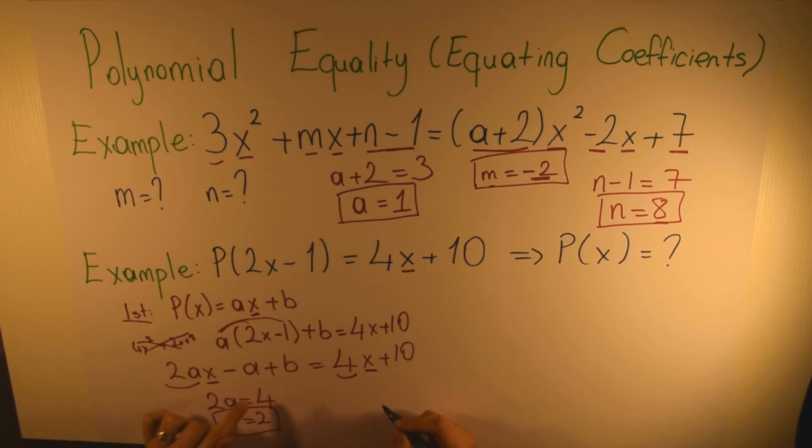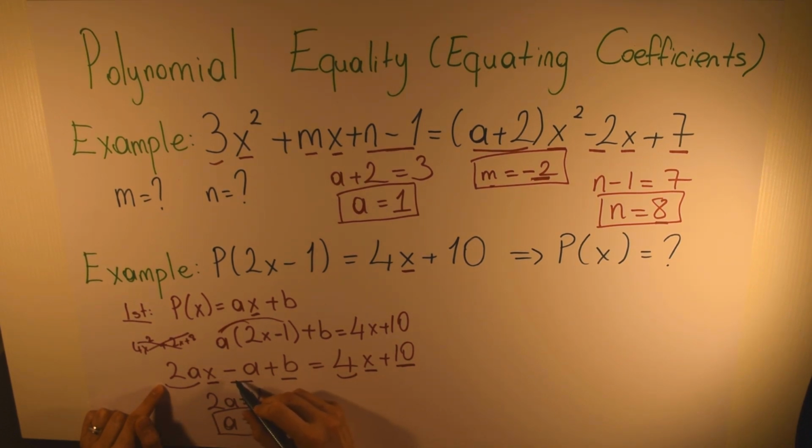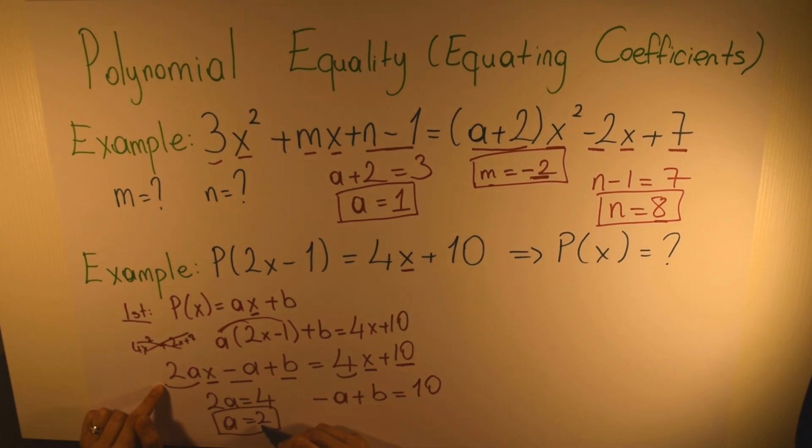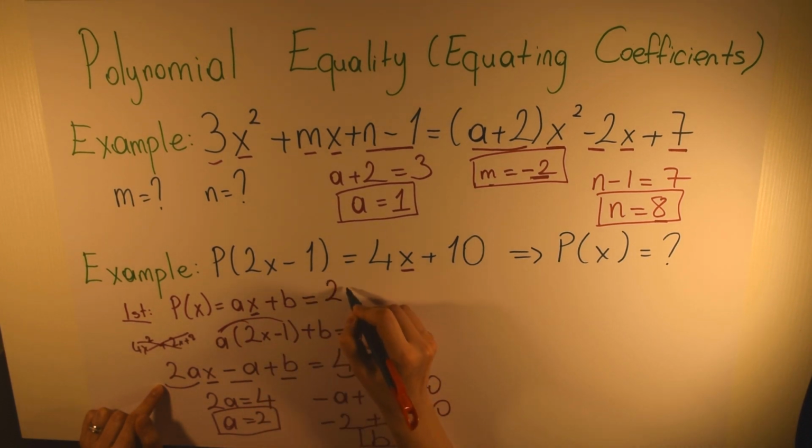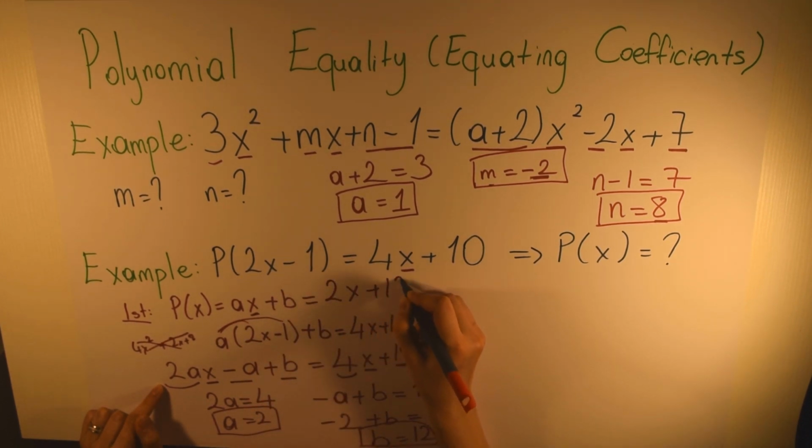Let's find b. So we have here 10 as our constant term. So here we have minus a plus b. Just be careful here. You have to take also this sign in front of a. So minus a plus b is equal to 10. We already found a. It is 2. So minus 2 plus b is equal to 10. And from here we find b as 12. So our polynomial is equal to 2x plus 12.